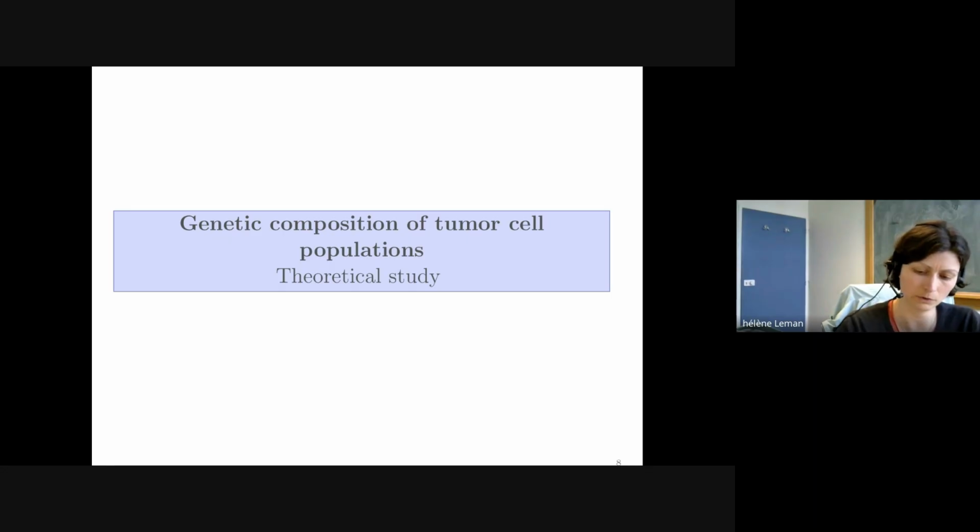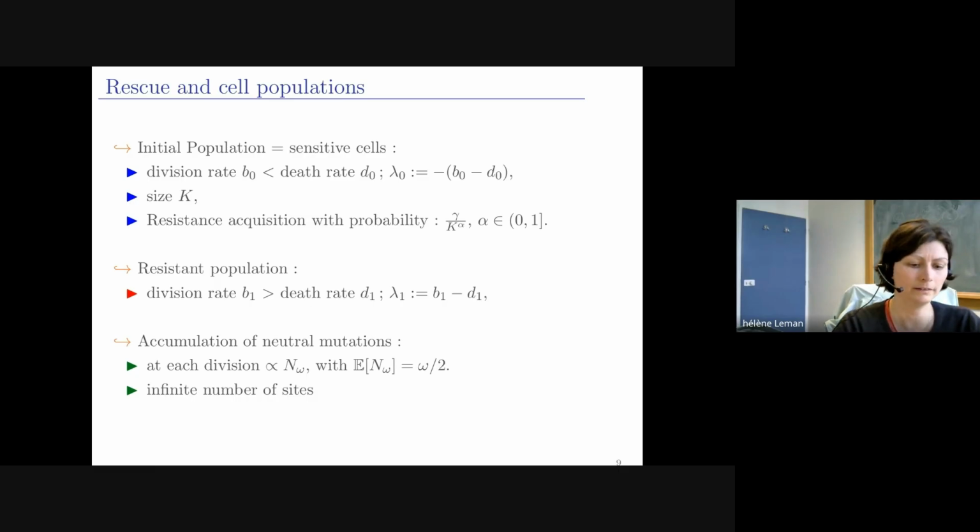So really, this part is more of a mathematical, probabilistic part. And in this part, we developed a really simple branching birth and death model that represents the rescue of a population. Initially, we have a large population of size K, with all identical cells with a negative growth rate. It's negative because the division rate, B0, is smaller than the death rate, D0.